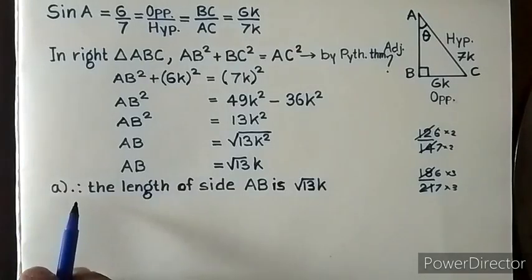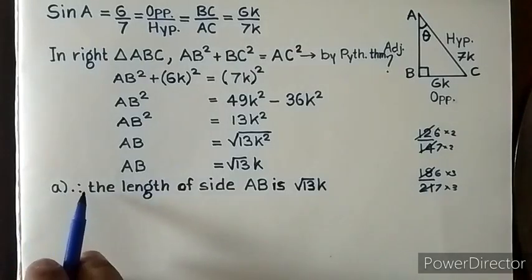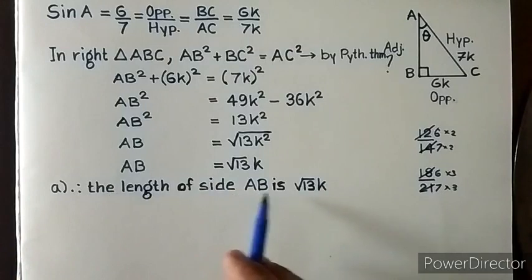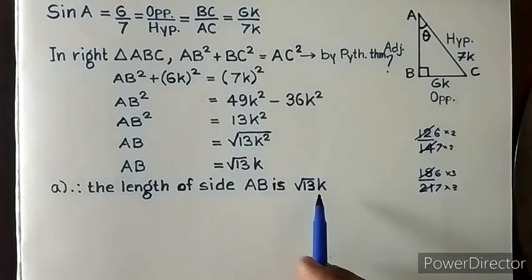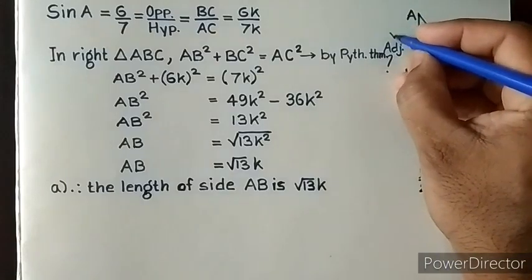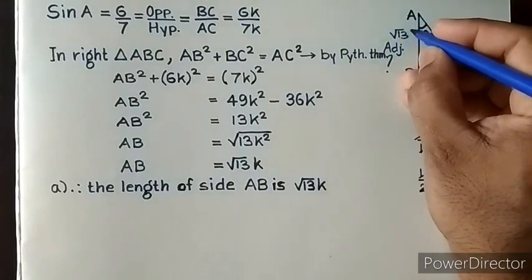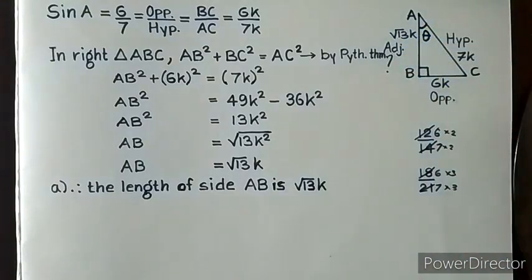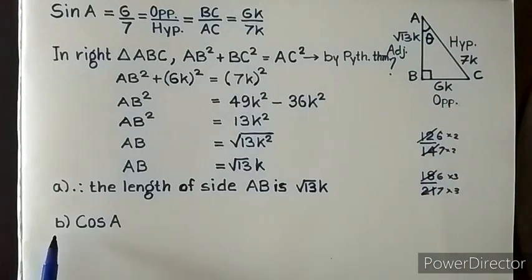So you got your first answer A, that is, therefore the length of side AB is root 13k. So let's put that here. Your AB is root 13k. Your question B is find the value of cos A.